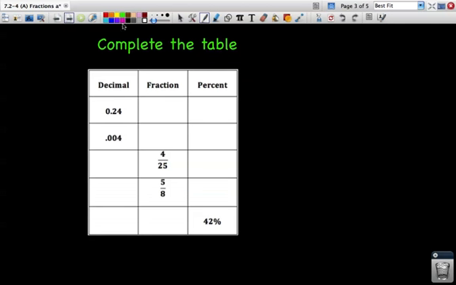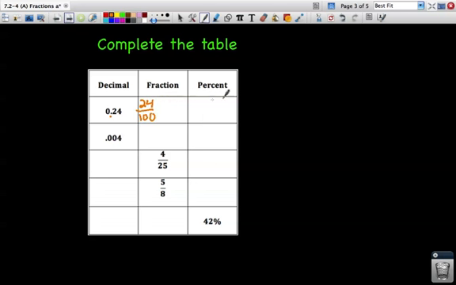One last thing I want to do for this lesson is we're going to complete this table. So I have a couple decimals, I have a couple fractions, I have a percentage, and I want to fill in the blanks. So the first one we're going to do is convert this decimal to a fraction. 24 hundredths as a fraction would be just 24 hundredths.